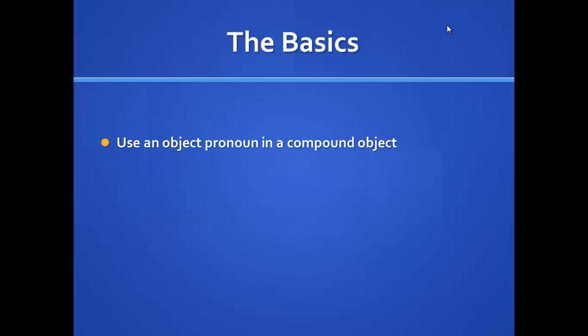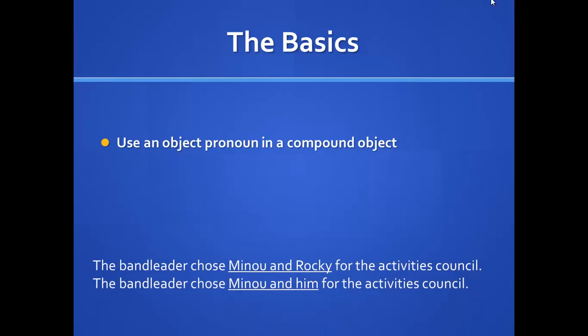You're going to use an object pronoun, however, in a compound object. So, the band leader chose Manow and Rocky for the activities council. The band leader chose Manow and him for the activities council. Again, him is going to take the place of Rocky, but this time Rocky is acting as a direct object, and so we need to use an object pronoun. So we use him.